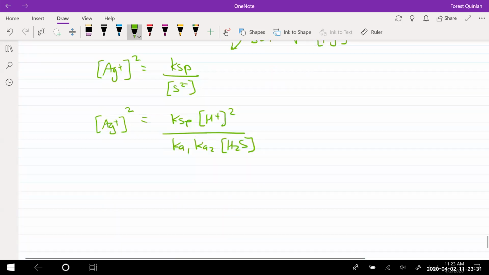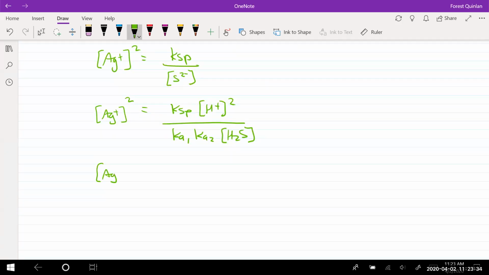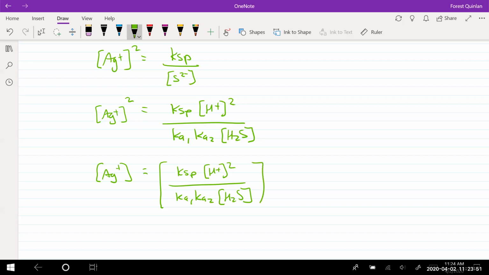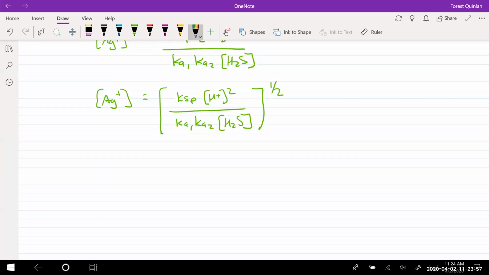So at the end of this, the concentration of Ag+ is equal to all of this: Ksp times [H+]² all over Ka1, Ka2, concentration of H2S. Take the root. And I want to point out here that everything in our nice little rainbow bubble is just a number, and we can actually calculate what that number is.